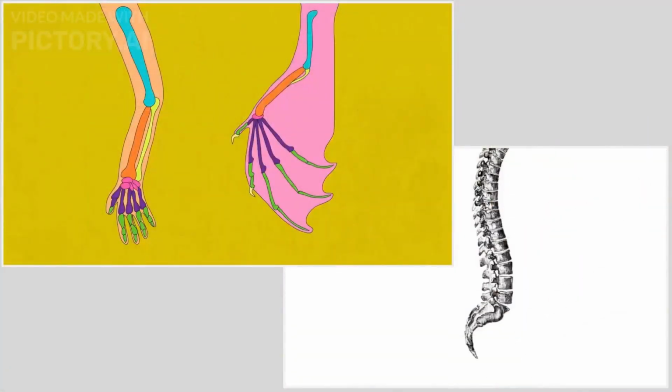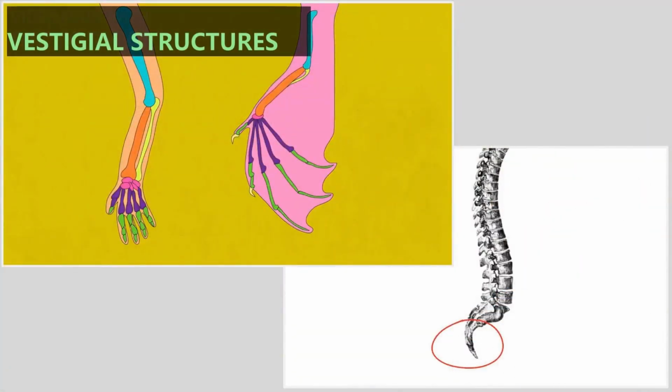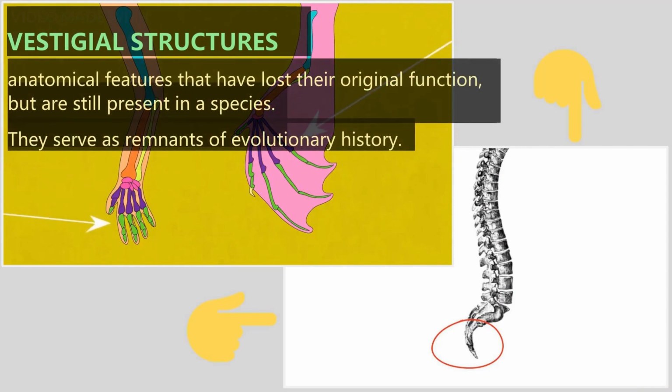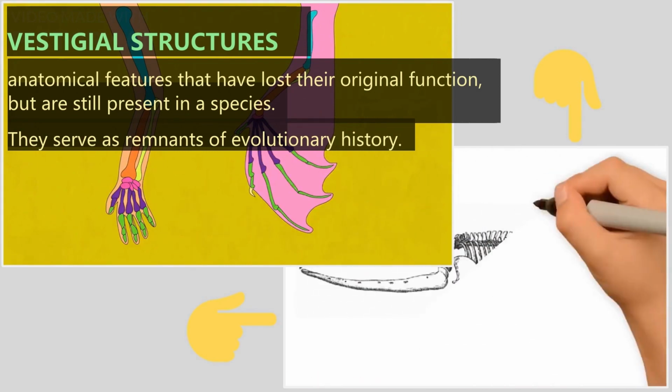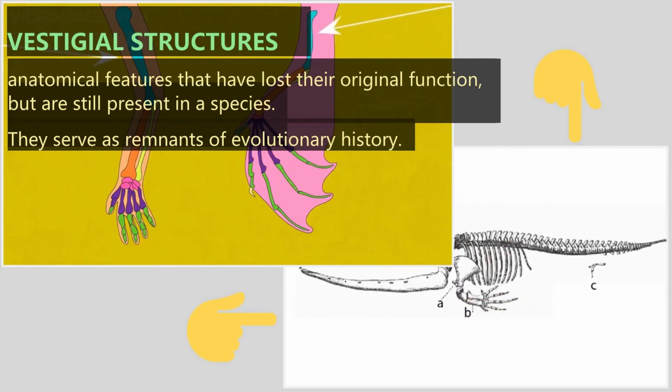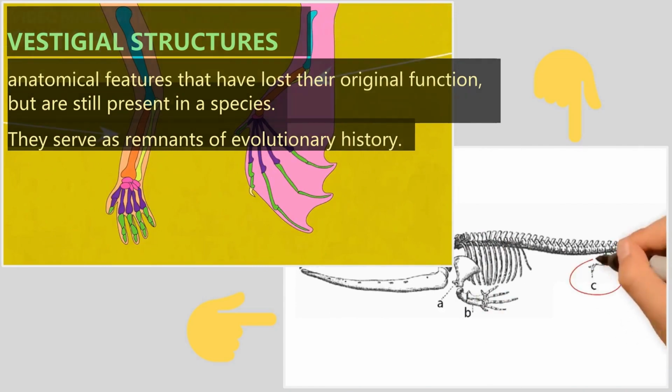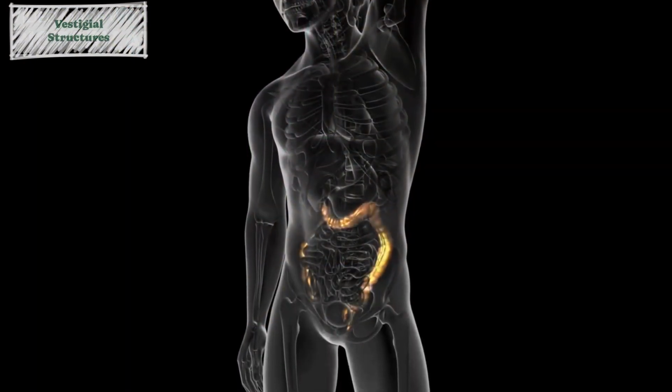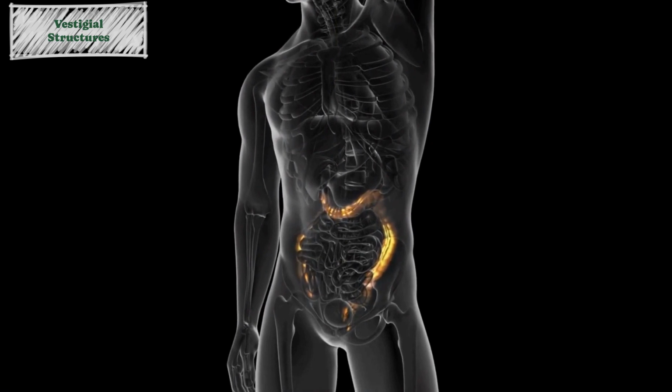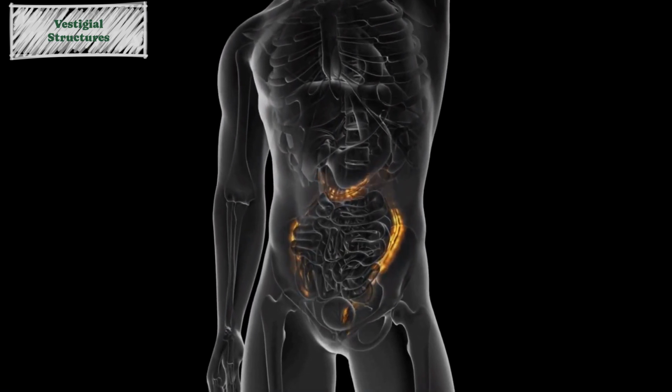Now, let's discuss vestigial structures. Vestigial structures are anatomical features that have lost their original function in a species but are still present. They serve basically as remnants of evolutionary history. So can you maybe think of any vestigial structures that you might be familiar with?